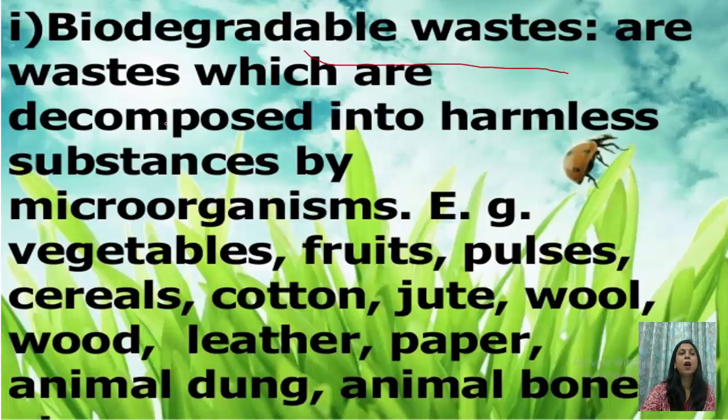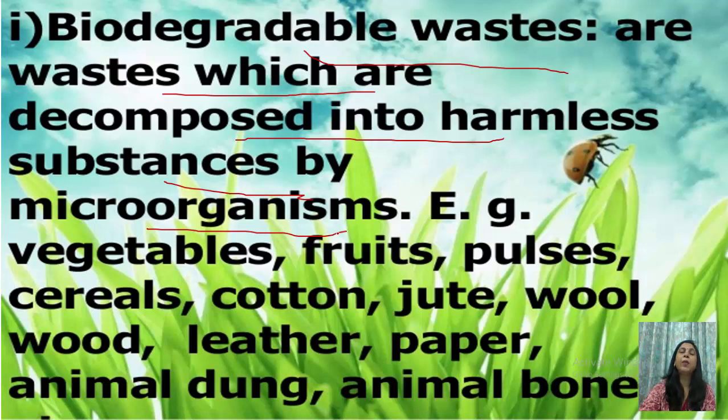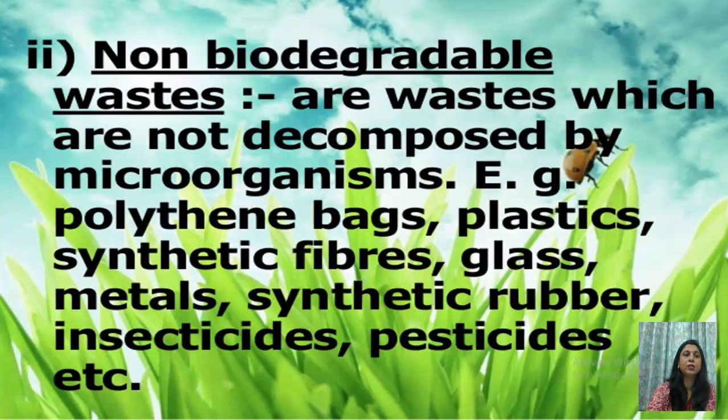Biodegradable waste are waste which are decomposed into harmless substances by microorganisms. The biodegradable waste, they are decomposed by the microorganism, and what are the examples? Vegetable peels, fruits, pulses, cereals, cottons, jute, wool, wood, leather, paper, animal dung, animal bones, etc. Now, all the waste coming from the natural substances falls under this category of biodegradable waste.